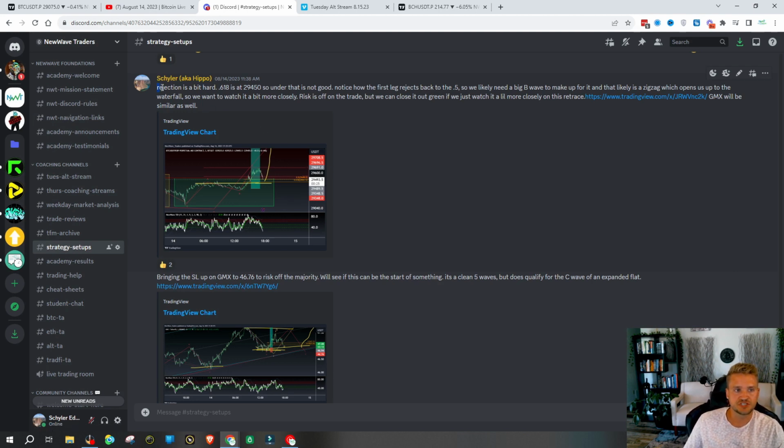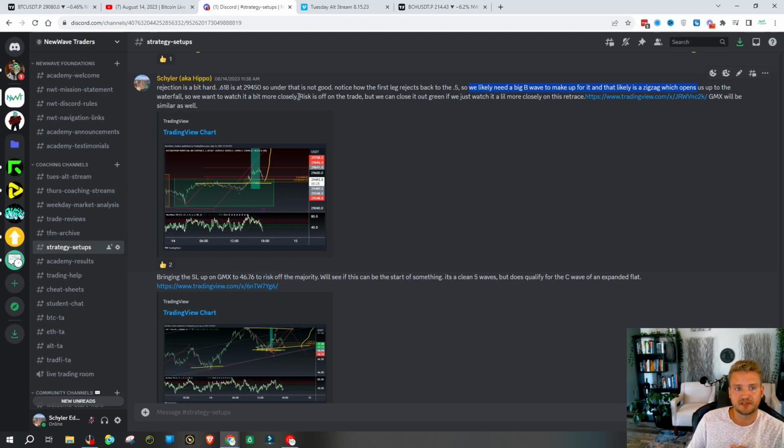And so you can see here, rejection is a bit hard. For the 618 is at 29,450. So under that is not good. Notice how the first leg rejects back to the 0.5. So we likely need a big B wave to make up for it. And that likely is a zigzag, which opens us up to the waterfall. Some terms that we use inside of our system, but basically meaning that this trade is weakening. And so the fact that we're able to recognize that is very key in trade management.